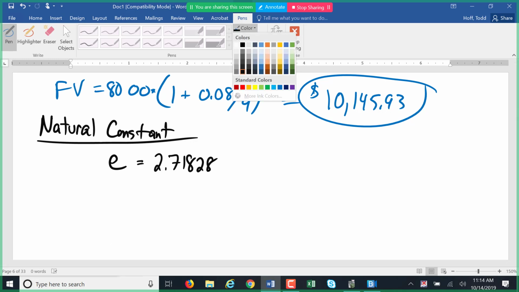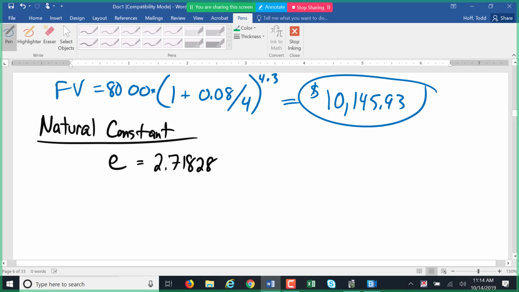But that natural constant, E, comes up in math over and over again if we're trying to describe things in nature. Growths of natural populations and ecosystems go off of that factor. Continuously compounded interest goes off of that factor. Anything that's happening continuously uses that letter E.